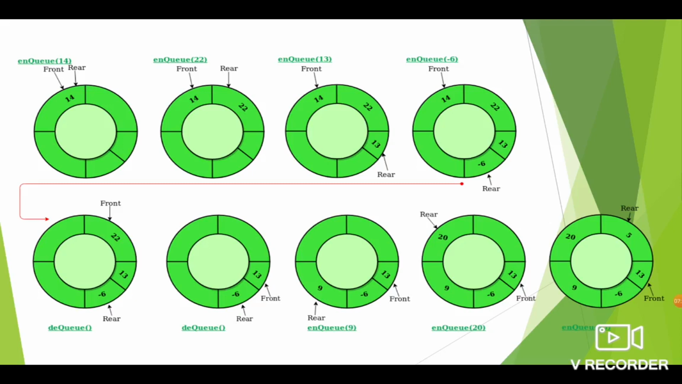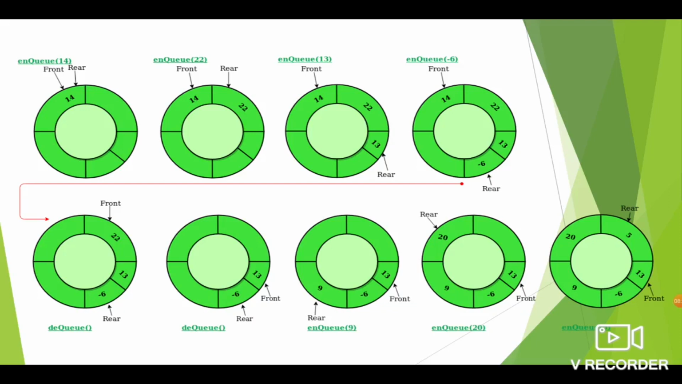Again the enqueue operation. So as usual, we are incrementing the rear pointer and we get the free slot. At that free slot you can insert the element 13. Again the insertion takes place. -6 is inserted in the circular queue. The next operation is, we are doing the deletion operation. So deletion takes place at the front end side. Since the front points to the element 14, after deleting the element 14, front is incremented and front now points to 22.